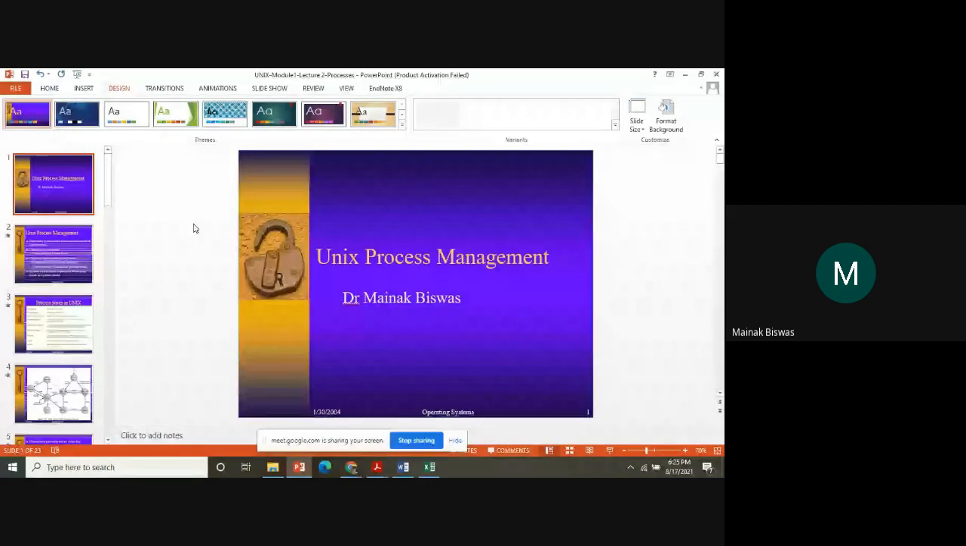There is the Apple Macintosh computer system. Then the Windows operating system is there. The Android operating system is there, although Android is derived from Unix. And now in this class we will see about Unix process management, how things work in here.